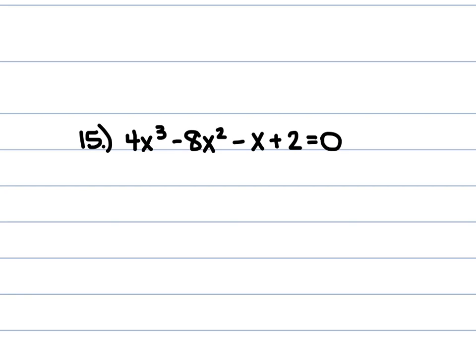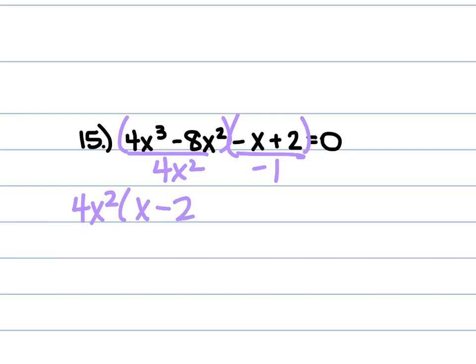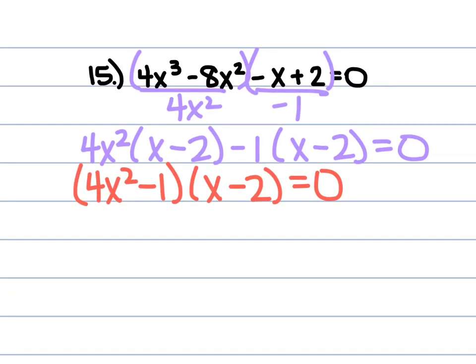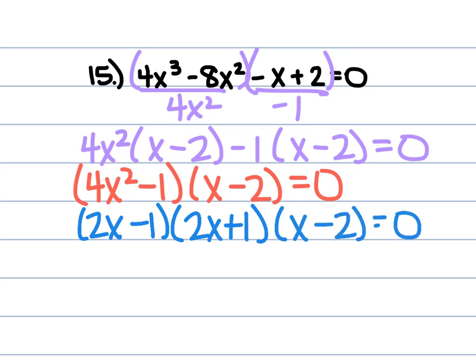For 15, we have 4x cubed minus 8x squared minus x plus 2. We're going to factor by grouping. Since we have 4 terms, we're going to factor out a 4x squared and a negative 1 from both sets of parentheses. So we're going to have 4x squared times x minus 2, and negative 1 times x minus 2 is equal to 0. So this is going to give us 4x squared minus 1 times x minus 2 is equal to 0. We're going to factor that 4x squared minus 1 because it's a difference of squares. So it's going to be 2x minus 1 times 2x plus 1 times x minus 2 is equal to 0.